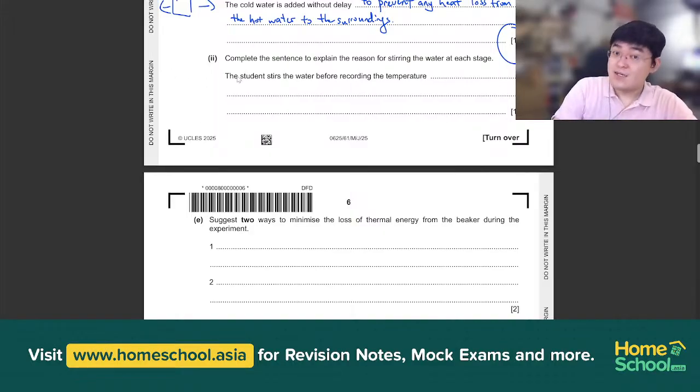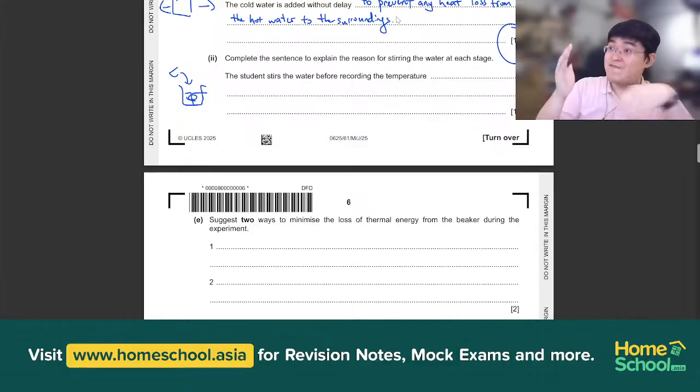The student stirs the water before recording the temperature. Why do we do that? Because when you pour the cold water inside, one part of the water can be hot, one part of the water is cold, and they are not mixed together well enough. So, in order to make sure the water is even in temperature, we stir the water properly before you measure the temperature, okay? So, the student stirs the water before recording the temperature, right?